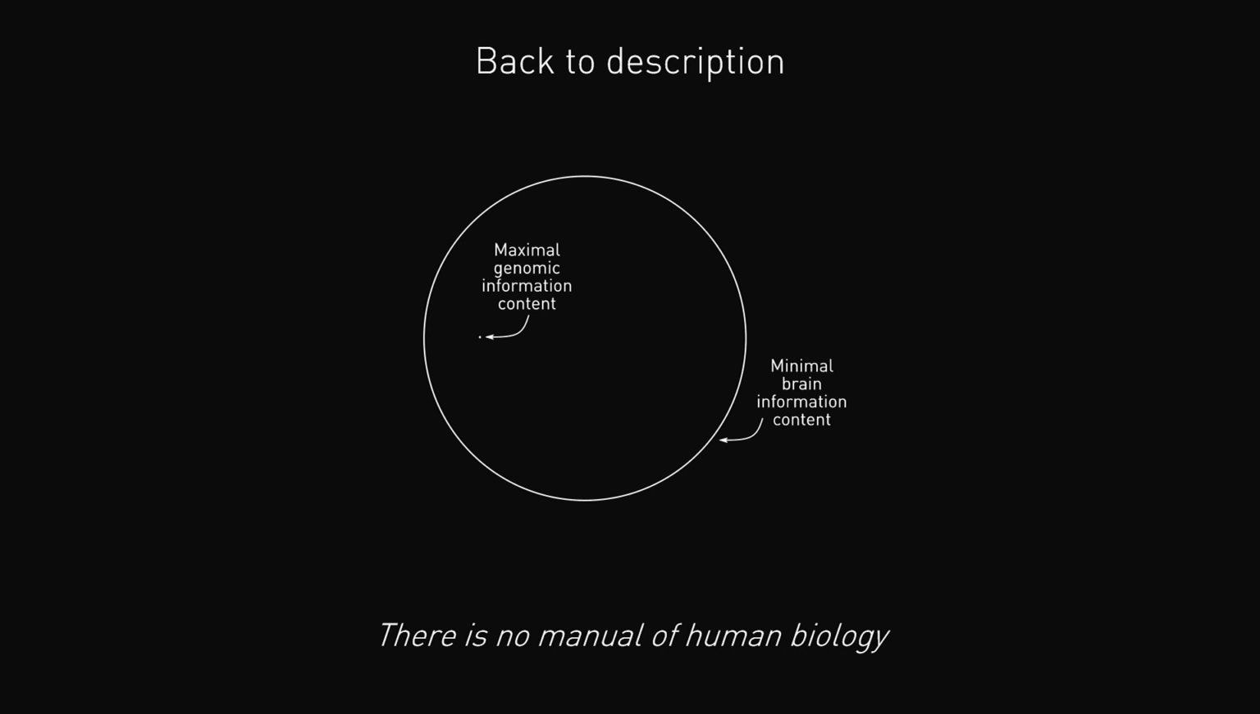What I've got represented here is the relative maximum information content of the genome versus the brain under very conservative assumptions. This is proportional in terms of the area of the two circles. The genome you can hardly see. So because we do not have an adequate manual, the task of description is incredibly difficult.